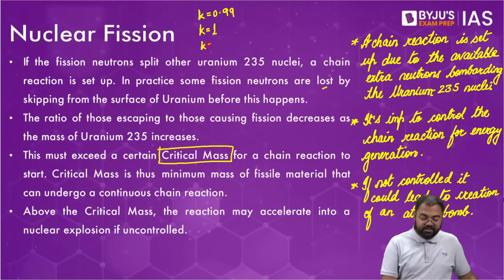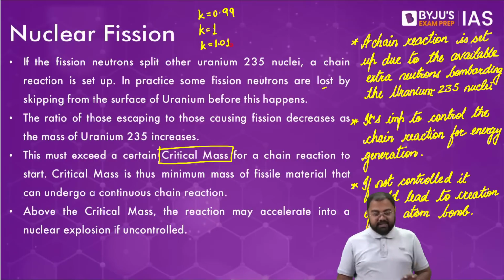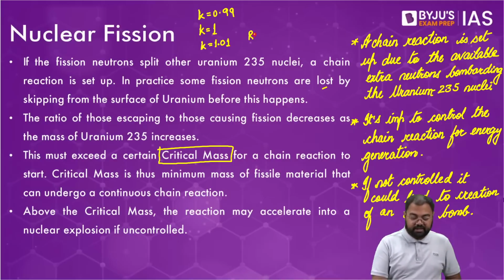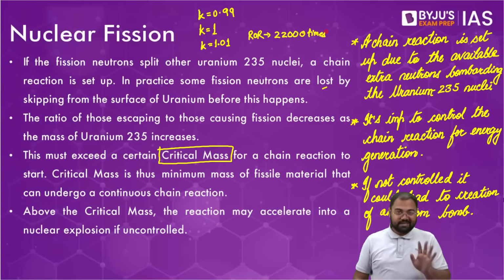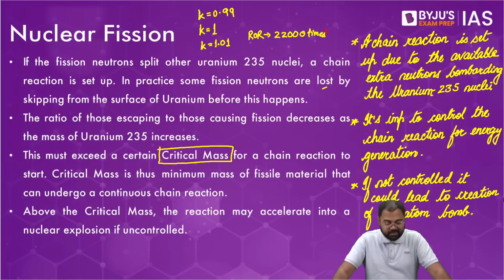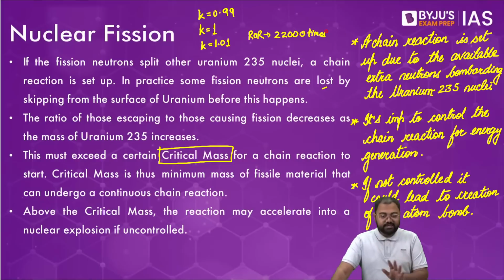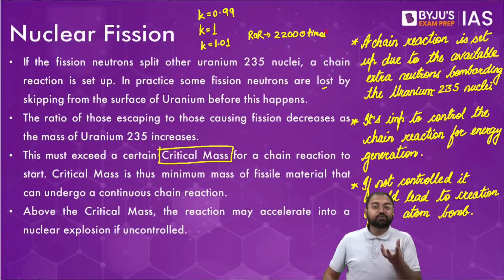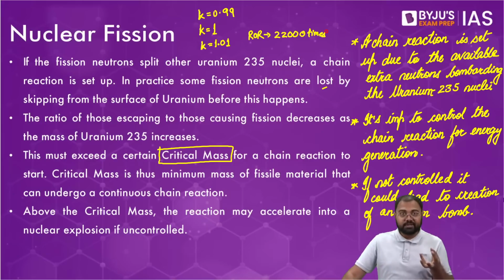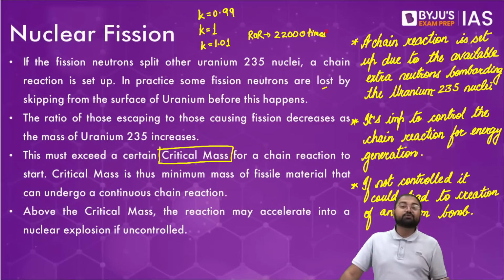If K increases by just 0.01, and becomes 1.01, the rate of reaction can increase by 22,000 times. So just understand the kind of problem that we are talking about, and forget what K is, we don't really need it. It's not required for your examination. I just want to give you the context of what can happen: a small increase in this factor can lead to the rate of reaction increasing by 22,000 times, and that is an uncontrolled chain reaction, and then it can lead to a nuclear disaster.